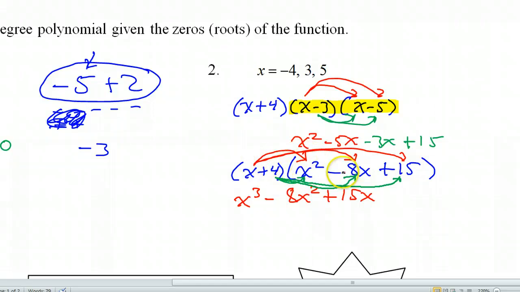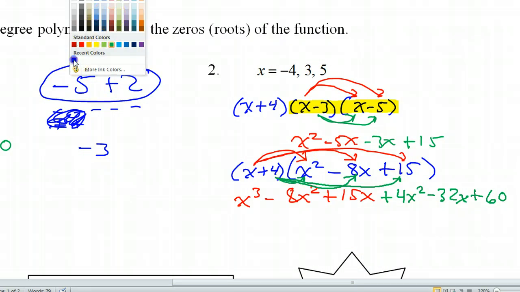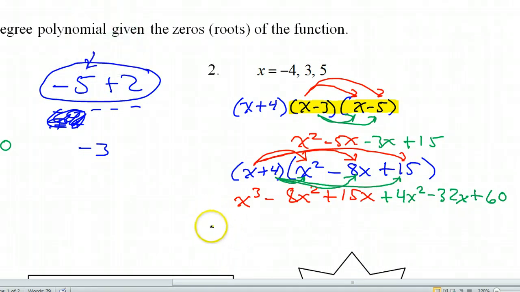Then I'm going to distribute the 4. Multiply everything by 4. So 4 times x squared, that'll be plus 4x squared. 4 times negative 8x, that's negative 32x. And 4 times 15, 60. Combine like terms. Make sure you put it in descending exponent order, standard form. They got to be in standard form. So in standard form, your final answer is x to the third power.